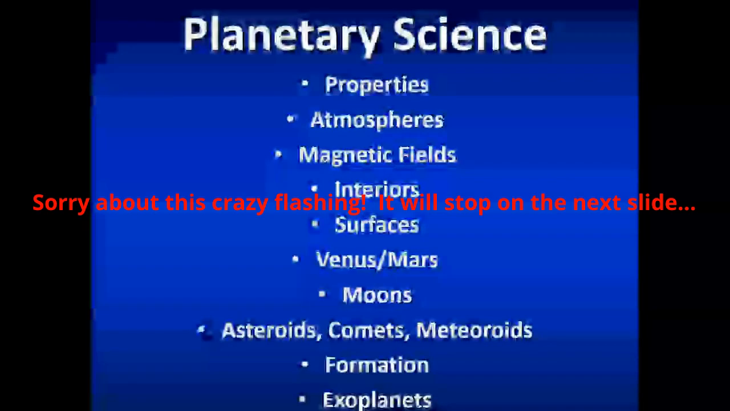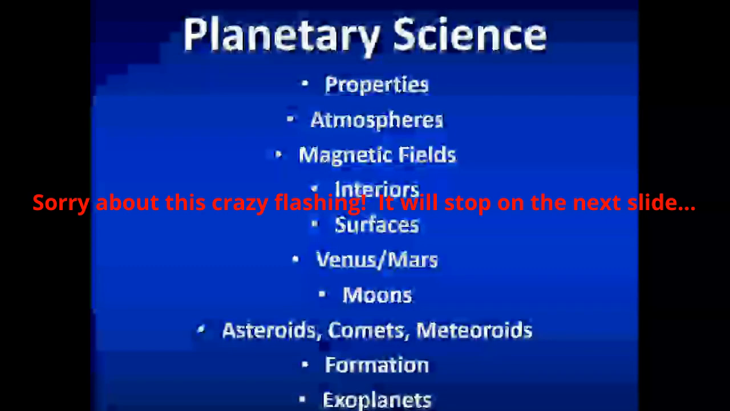Then we're going to look at all the atmospheres of the planets, take a tour through each atmosphere. We'll look at how magnetic fields are generated and how that relates to planetary interiors. We'll look at the surface features of planets. Because Venus and Mars are so close to us, we're going to talk about each of those individually.